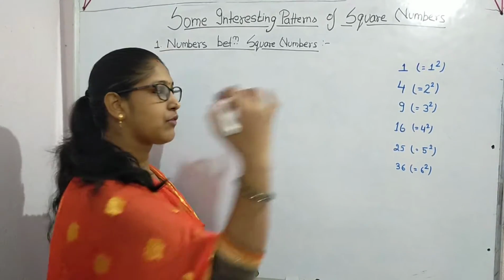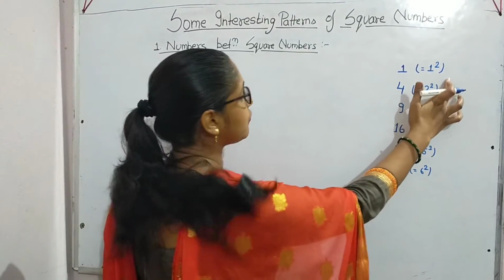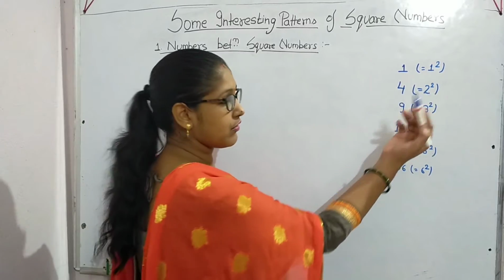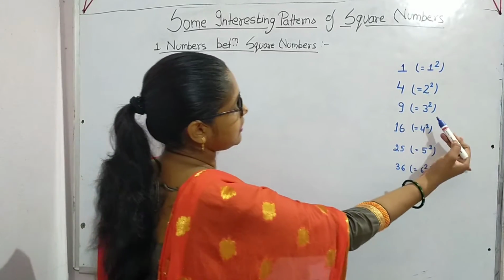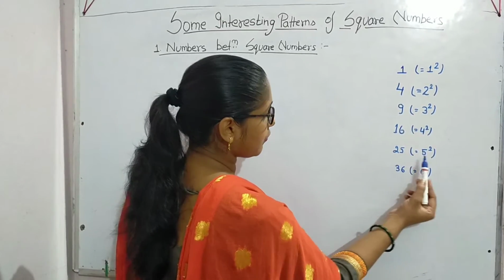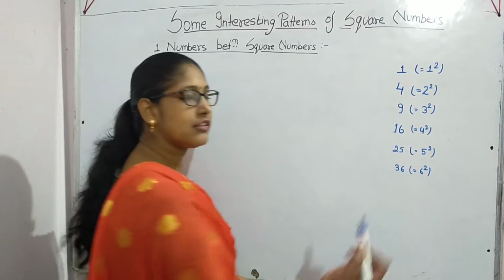Our first perfect square number is 1, which is the square of 1. Second perfect square is 4, which is the square of 2. 9 is the square of 3, 16 is the square of 4, 25 is the square of 5 and 36 is the square of 6.